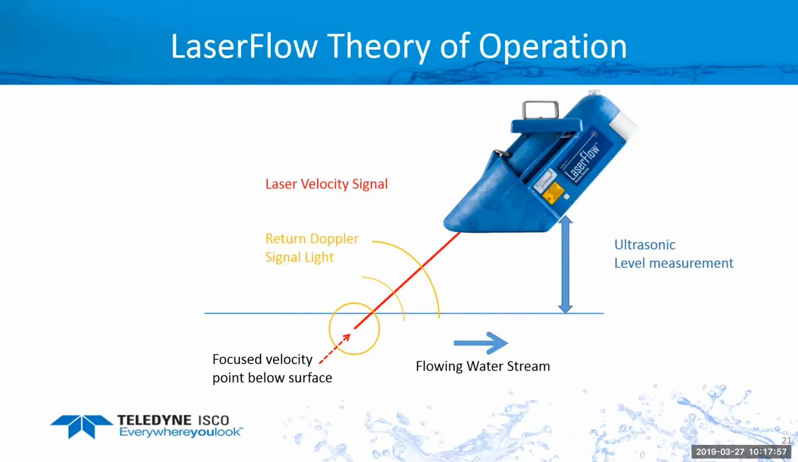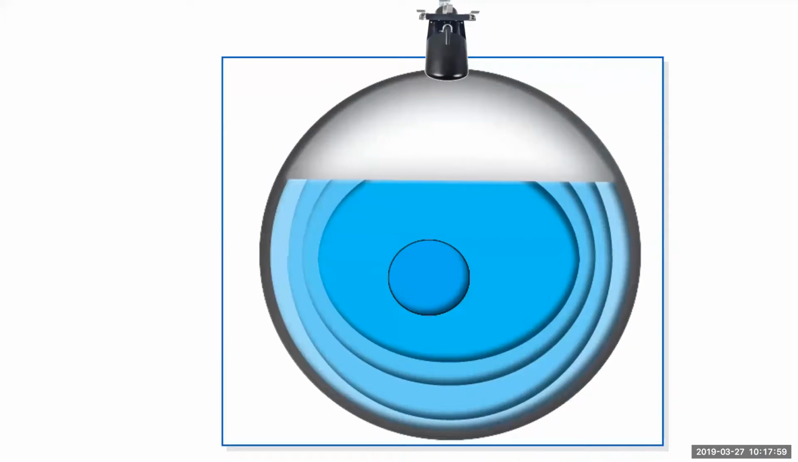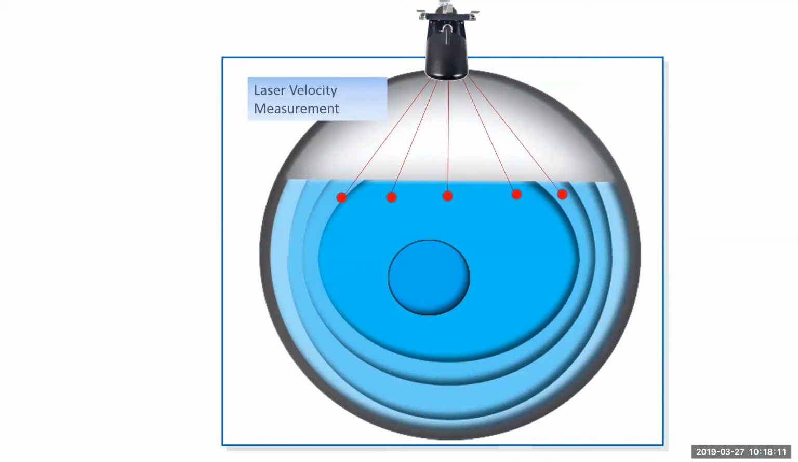So, a side view of how this operates: this can run up to 15 points, all the way down to a single point for velocity measurement. But at the end, we still have to measure level. Once the level measurement's done, we can select all 15, any number of the 15, or just a single point. But basically what we're doing is measuring velocities below the surface of the water and multiplying those velocities by the area, and that's our flow rate.